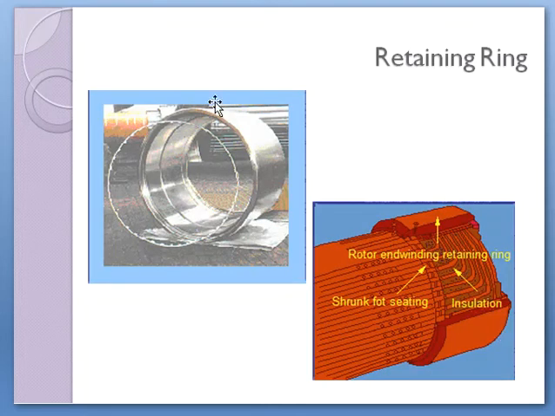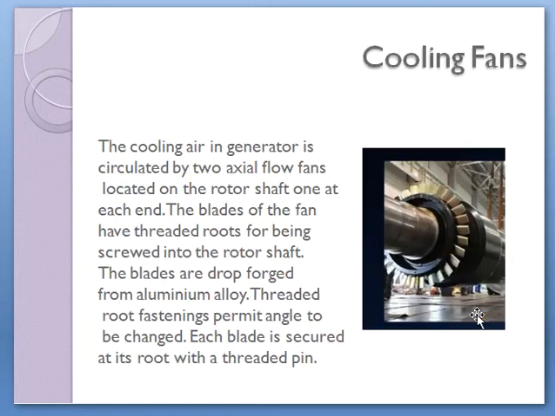We can see the retaining ring here. Now, this retaining ring is fixed here, and once the retaining ring is permanently locked, then we cannot see the conductors at the end of the rotor, and the field conductors are now tightly fixed to the rotor surface.